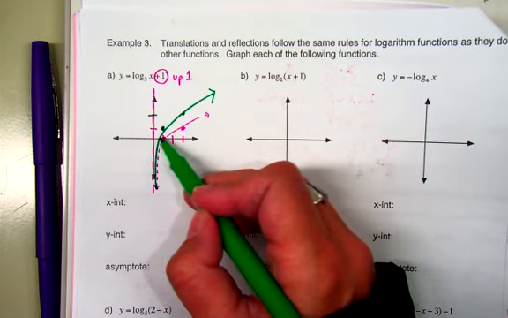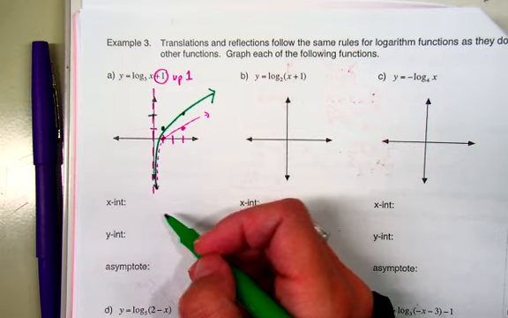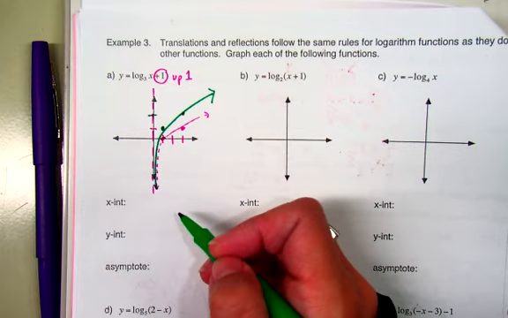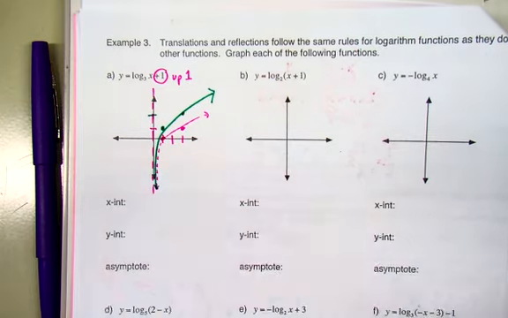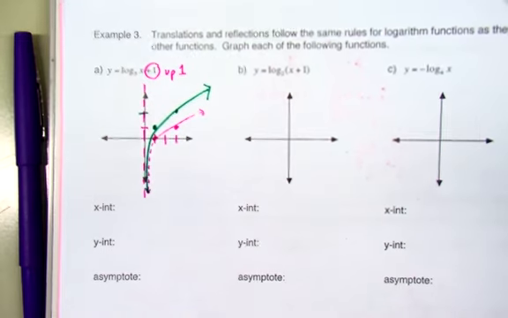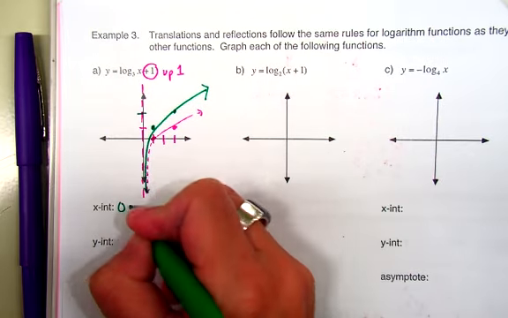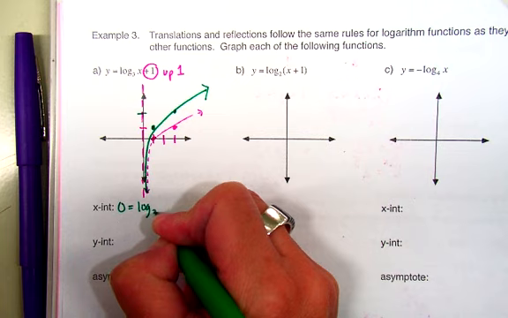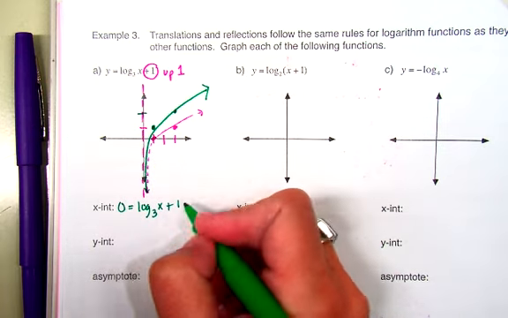I'm not really sure where it is. It's somewhere between 0 and 1. So I am going to actually have to use some algebra here to plug this in. To find an x-intercept, as always, I'm going to plug in 0 for y. Okay, and I'll have 0 equals log base 3 of x plus 1. Well, let's start solving this.